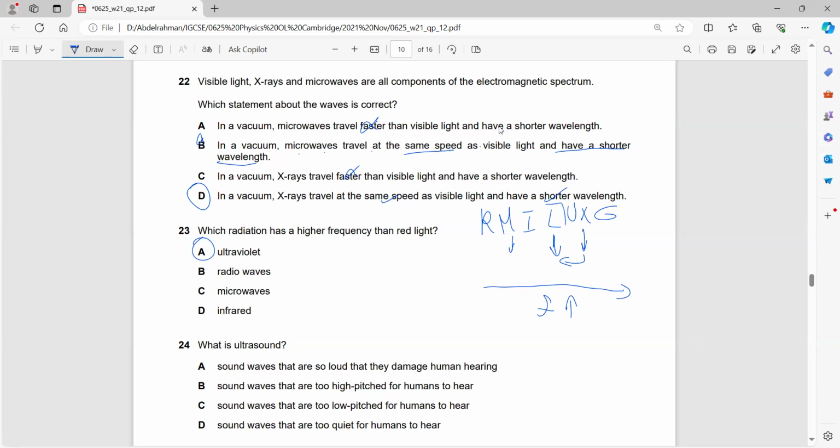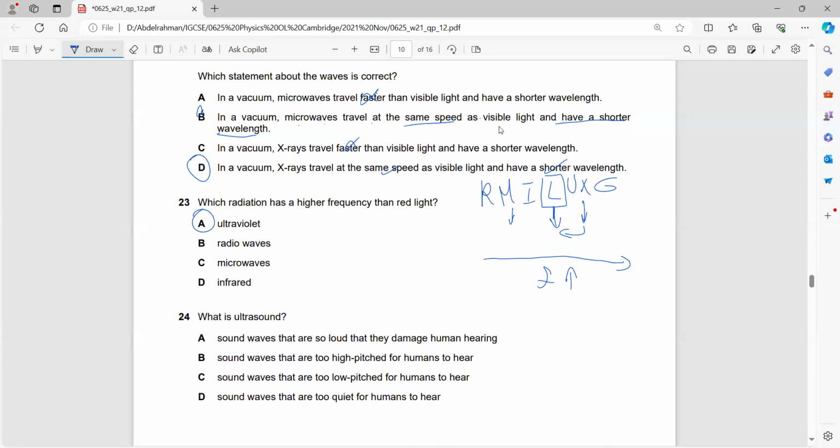Red light is part of the visible light. So whatever is on the right-hand side would have a greater frequency than red light. Actually, if he had said any of the other colors, for example orange, yellow, green, whatever, all of them would have had greater frequencies than red light.